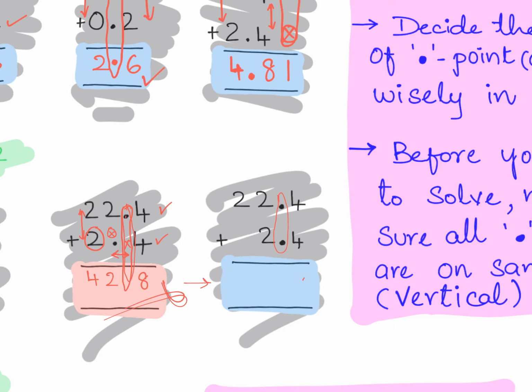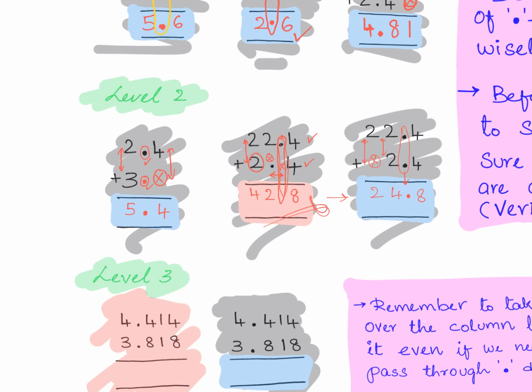So 4 plus 4 over here is 8, and 2 plus 2 gives 4, and at the last, I mean the first column, 2 and nothing, that is 0. So 2 plus 0 is 2. So where does the point come? In the same line, that is over here. The answer is 24.8.